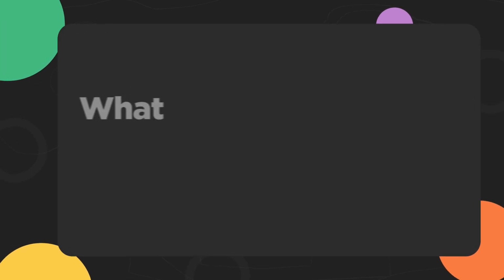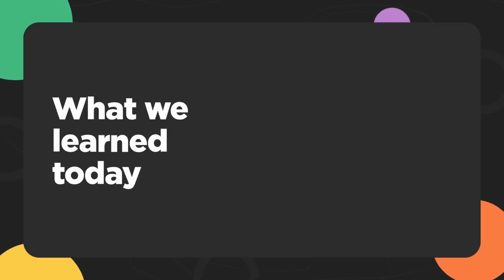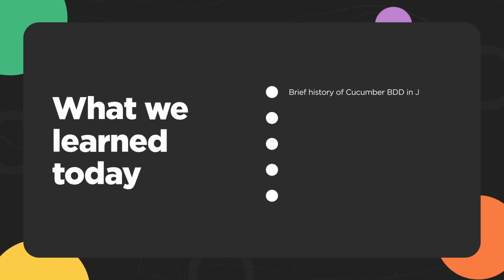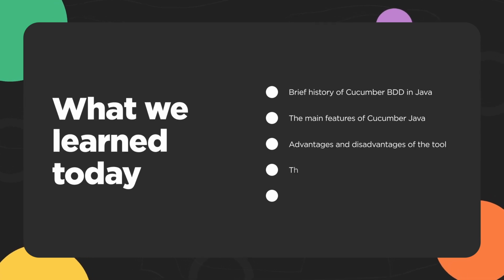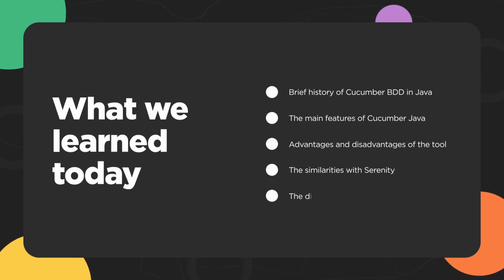Let's sum up what we did today. Today we learned the following: the brief history of Cucumber in Java, the main features of Java Cucumber, pros and cons of this tool, its similarities with Serenity, and its differences with JBehave.